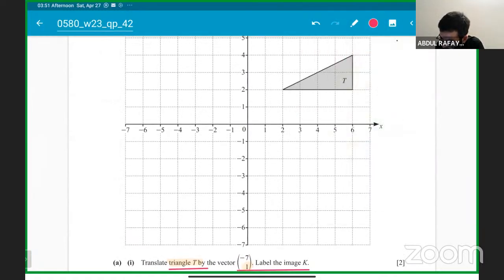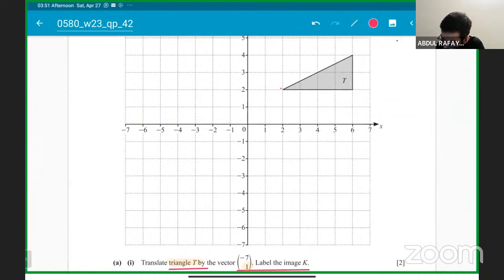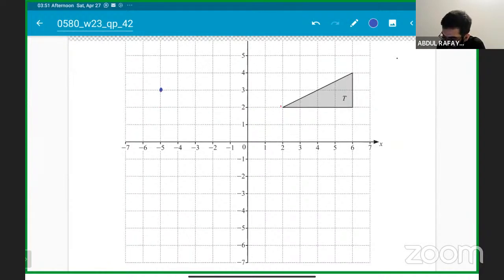So it will be simple: minus 7 means this point will go 1, 2, 3, 4, 5, 6, 7, and 1 up, positive 1 up. So it will be this point. Guys, make sure you do it with pencil. Every student will do this with pencil. And then it's better if you remove these lines, okay?